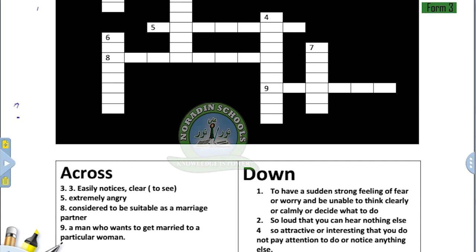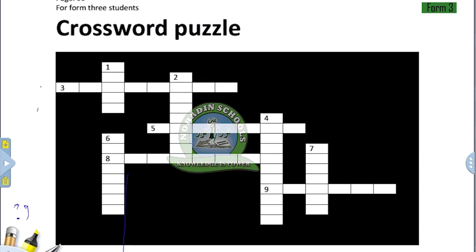Sorry, 99. You have this lesson. Fine. When you open the page and you see this crossword, you need to find the answers of these areas. Fine? You need to find the answers of these areas. Right here, which is the across, and down here, which is the downward.